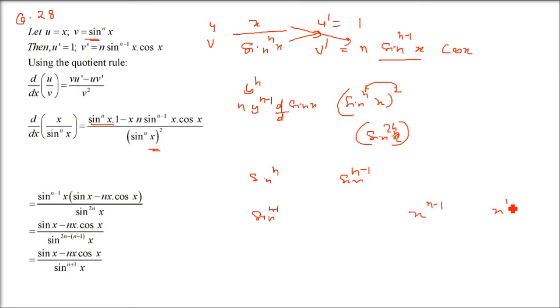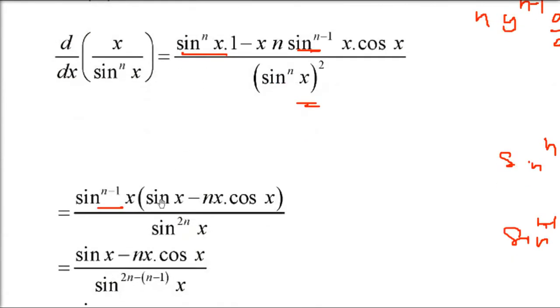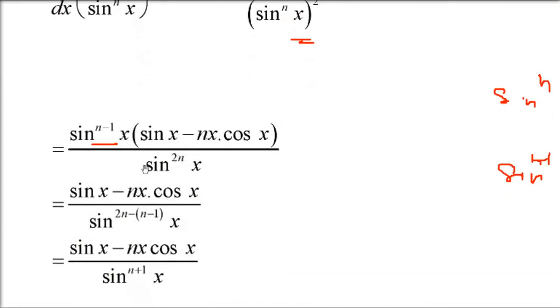Let me tell you again. If you have x^n and x^(n-1), you will take x^(n-1) common, not x^n. The same thing we have to do. sin^(n-1) x we have taken common. That means sin x has to be there, because sin^1 and sin^(n-1) will give you sin^n. So you have to have a sin x inside, so that only then can you take sin^(n-1) x. What is remaining is 1, because sin x has to be there, and then we have nx cos x. So this sin^(n-1) x is in the numerator, and in the denominator you have sin^(2n) x.